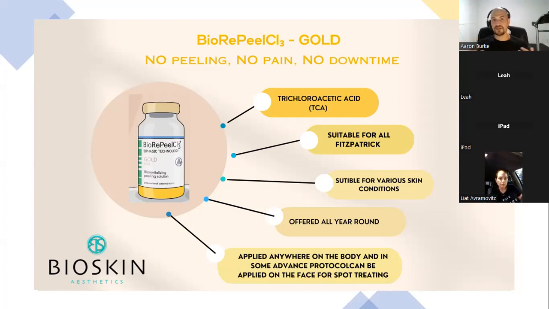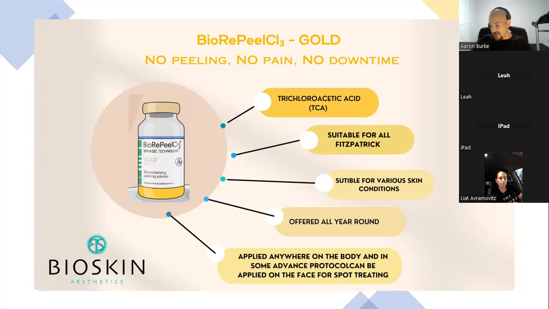The gold is packaged and sold as a body treatment. So if you're going to do the hands, the arms, and the elbows, acne on the back, things like this, the gold is going to be your go-to for those types of conditions.